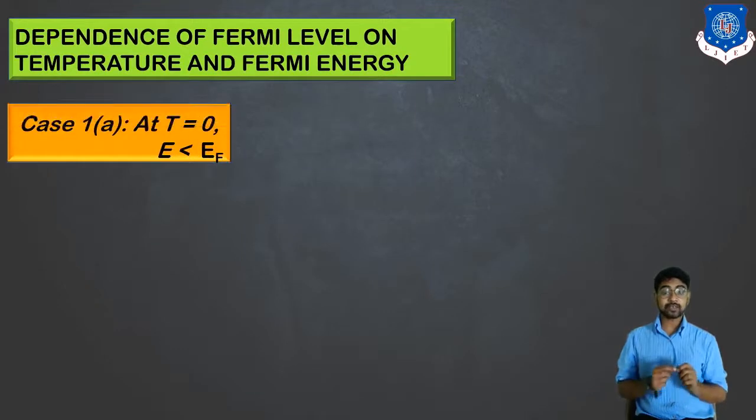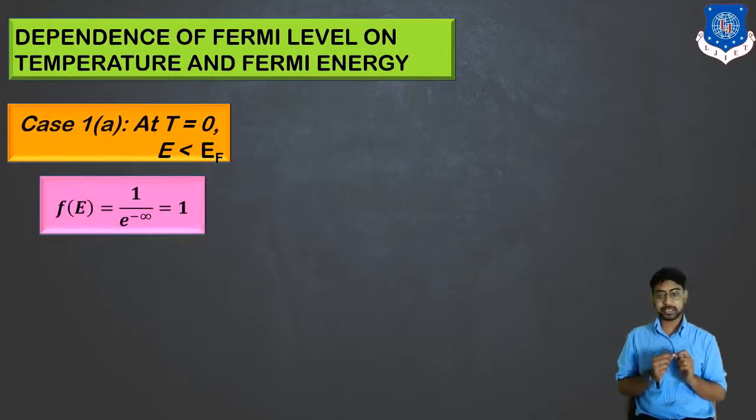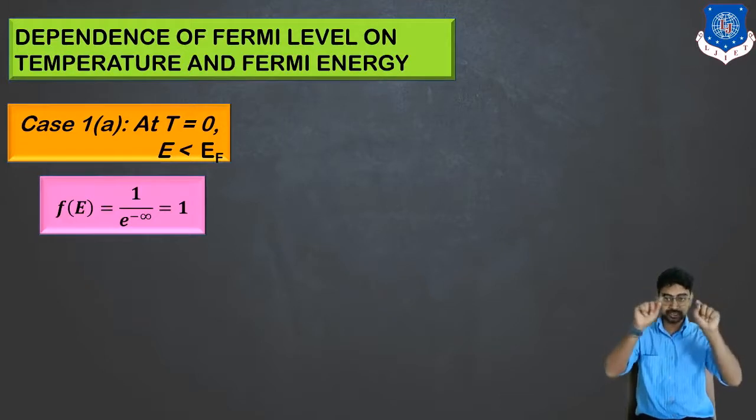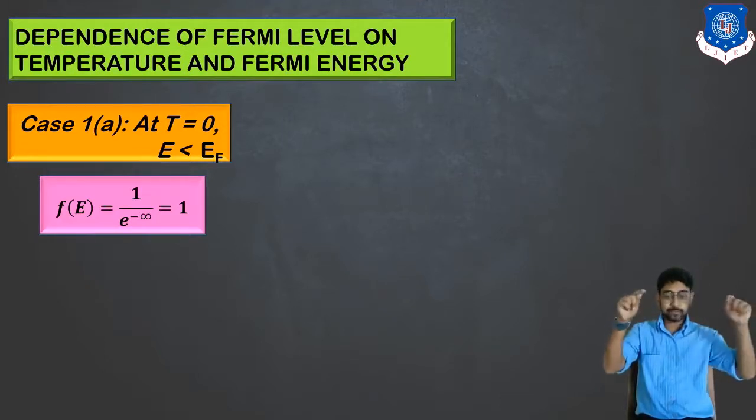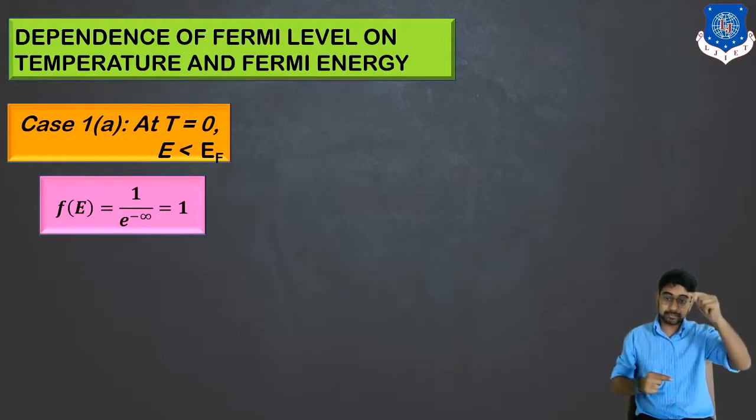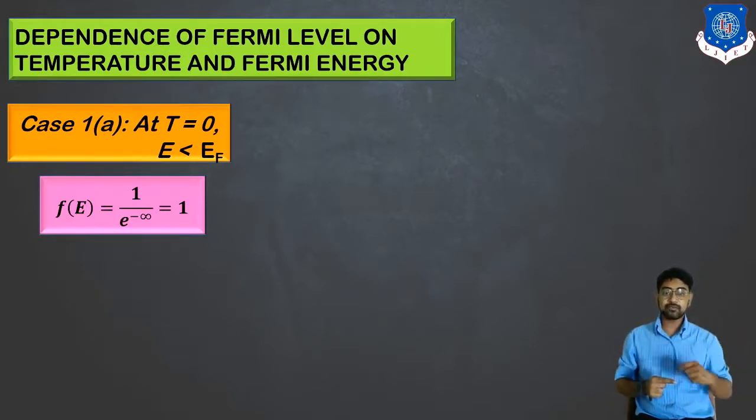So consider the dependence of the Fermi level on temperature. You can say that the Fermi level has some effect of temperature, so we are restricting it and taking case number 1. In case 1, at T equals 0, so we are taking absolute zero, E is smaller than EF. E stands for the energy levels, so we are looking at the energy levels below EF. Definitely, they should be filled. So that is also proved.